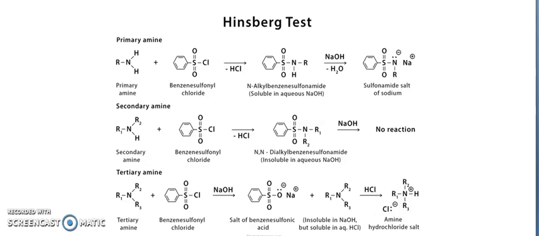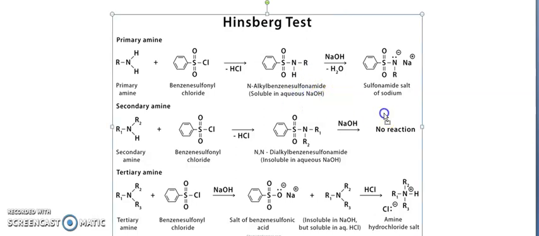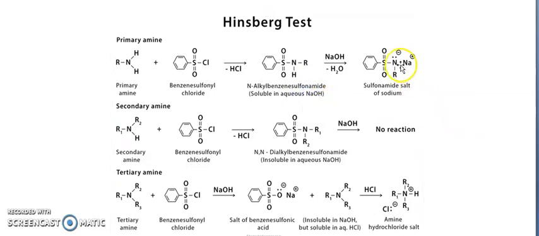And what is Hinsberg reagent? That is benzene sulfonyl chloride. When the primary amine reacts with benzene sulfonyl chloride, one of the hydrogens of nitrogen is substituted by the benzene sulfonyl group. So by the removal of hydrogen chloride we get N-alkyl benzene sulfonamide, and once we add aqueous NaOH, it solubilizes in aqueous NaOH. Why? Because it forms the sodium salt. So primary amine reacts with benzene sulfonyl chloride, forms the sodium salt and dissolves in NaOH solution.